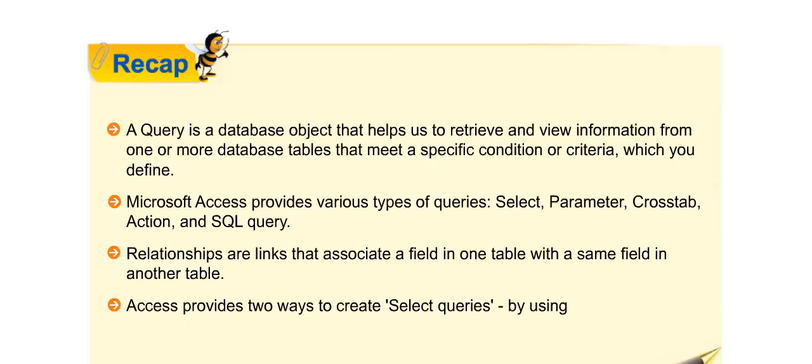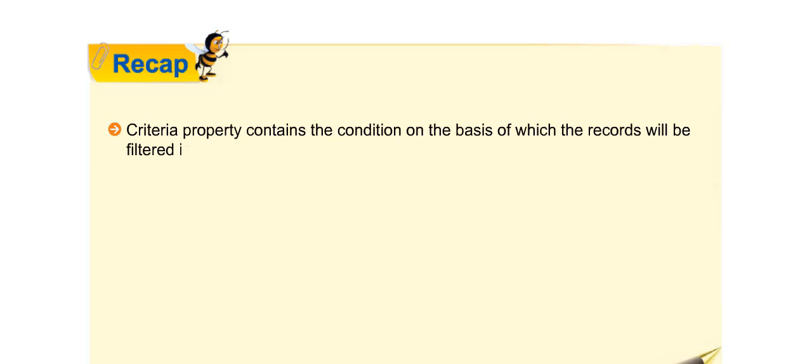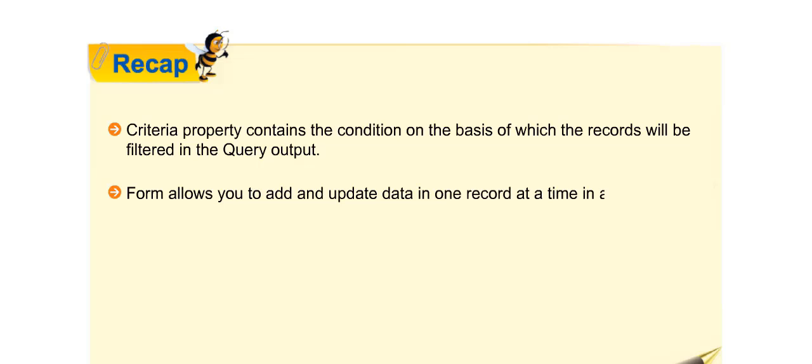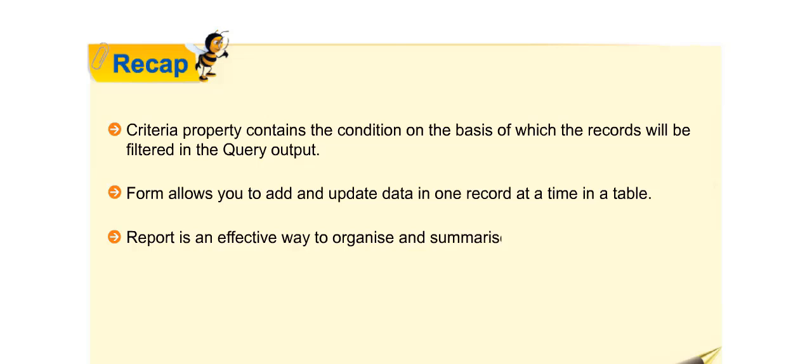Access provides 2 ways to create the select queries by using the query wizard and query design. Then, in a query, the criteria property contains the condition on the basis of which the records will be filtered in the query output. Then, what is a form? It allows you to add or update the data one record at a time in a table. Report is an effective way to organize and summarize data for viewing or printing. I hope it's clear, children.